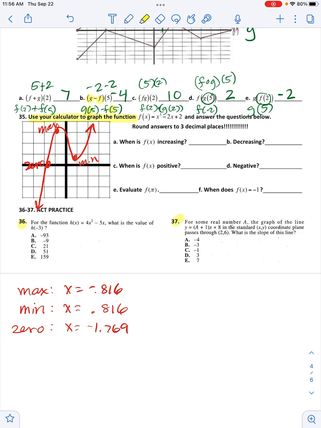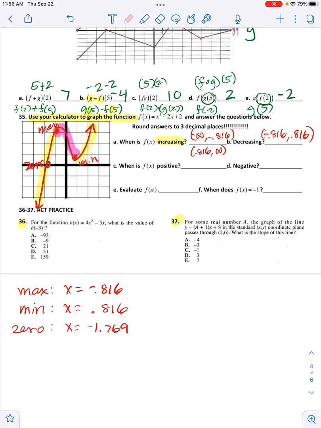So when is it increasing? It is increasing here and here. So that is going to be from negative infinity, meaning all the way at the left end, until it hits that max at negative 0.816. It is also increasing from the minimum, which occurs at positive 0.816, and then forever to the right. Where is it decreasing? It's decreasing here. That's from my max, which occurs at negative 0.816, to my min, which is at positive 0.816.